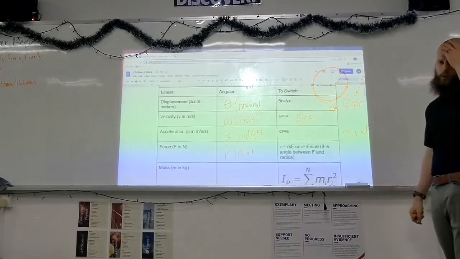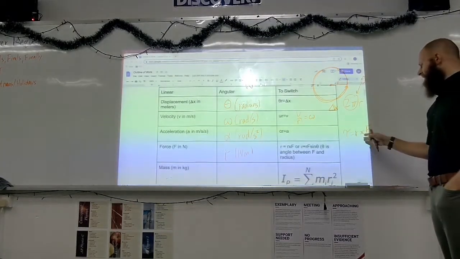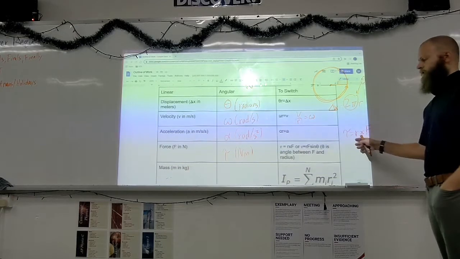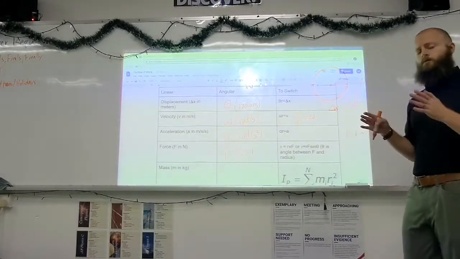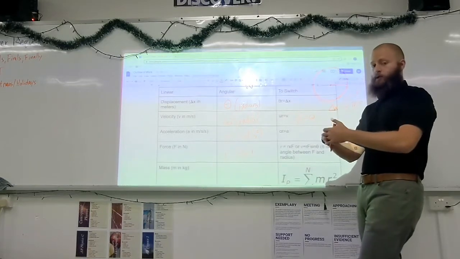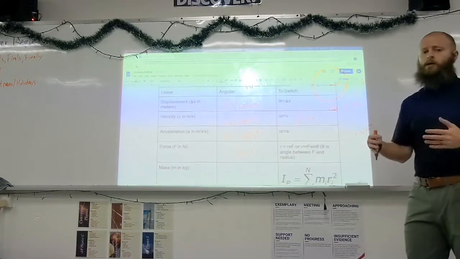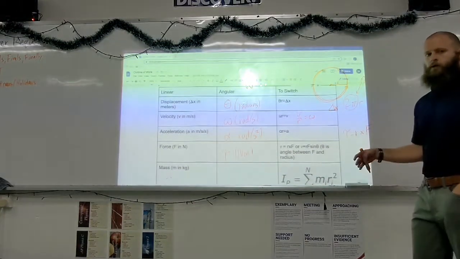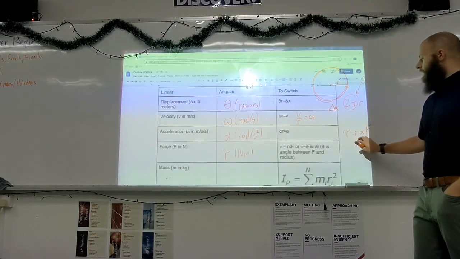Now there's an important thing, which is that these need to actually be perpendicular. If you recall work, the force and the distance actually need to be in the same direction. Well, for torque, they actually need to be perpendicular. Once again, we'll talk more about that later.